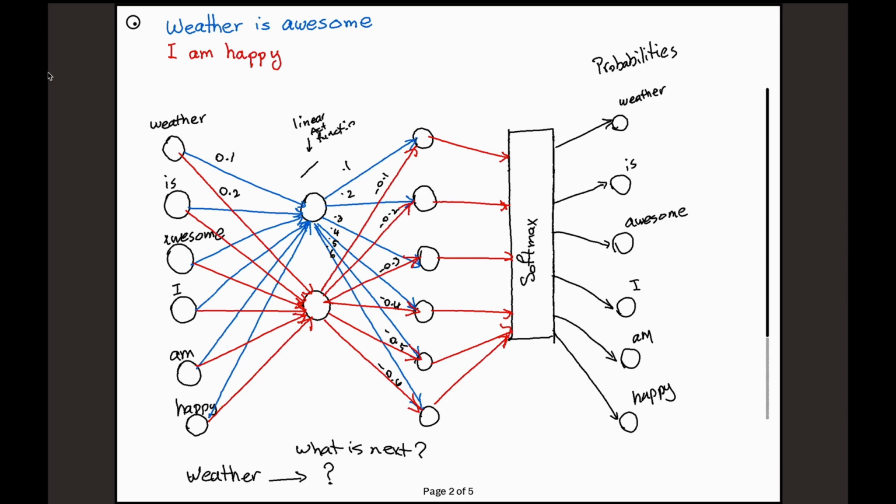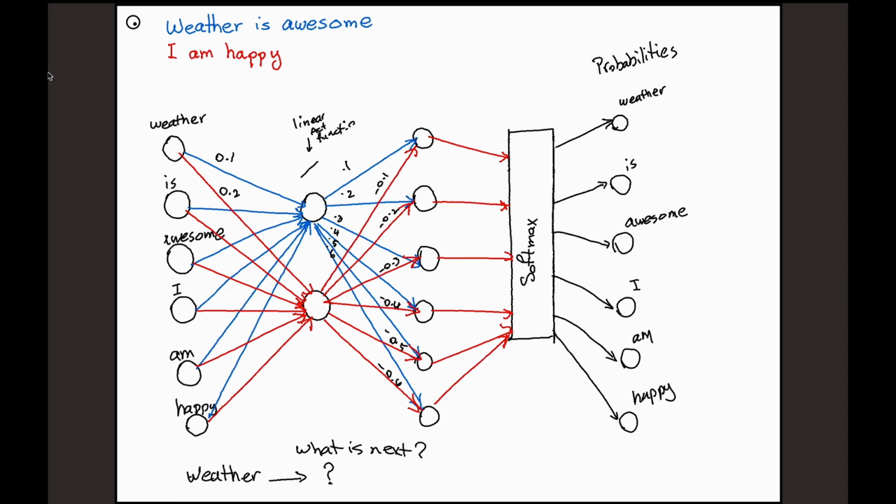So the idea of Word2Vec is simple. Imagine we only have two sentences. One is weather is awesome. The other one is I am happy. I'm going to first oversimplify what Word2Vec does in order to teach how to use it.